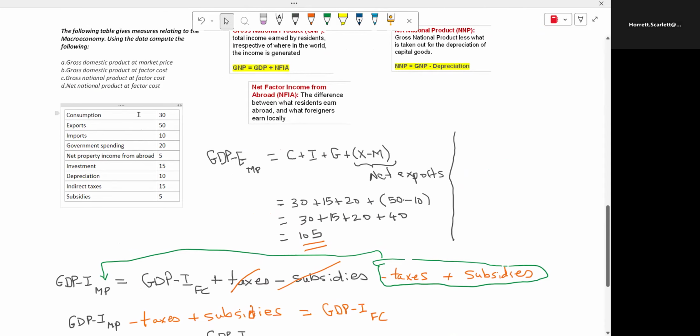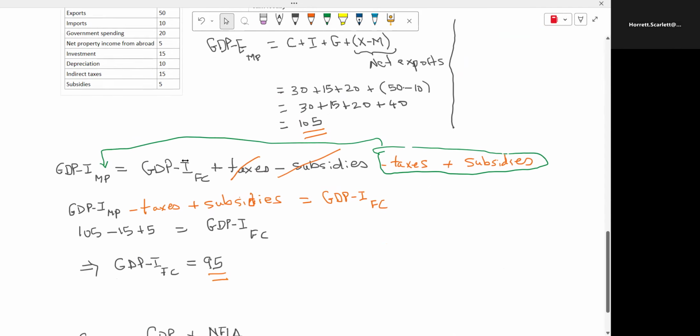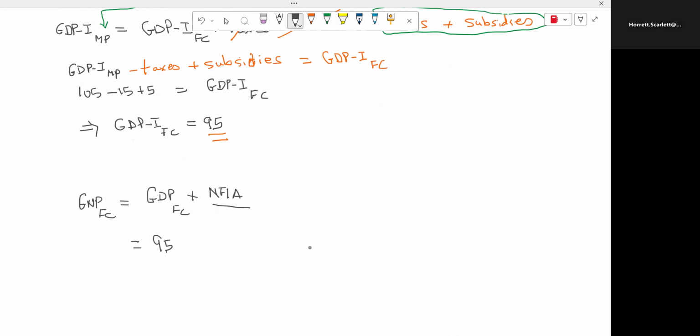When we look through our table, it tells us that the net property income from abroad is 5. So let's just add the 5. Note in this case, we do not have any money that is flowing out based on the information that we are given in the table. We only have money that is flowing in. So it's 95 plus 5, which would give us 100. I mean, that was a simple computation.